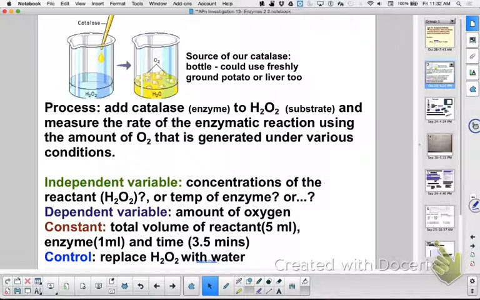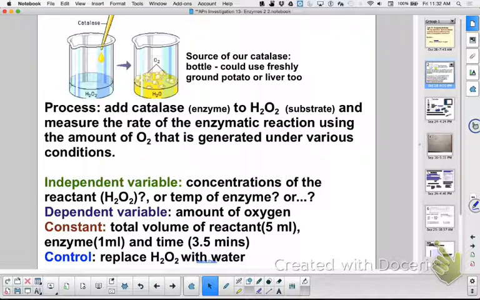Ask your bio buddy, do you understand that so far? Did you read your background? Do you get that? I totally understand. Okay, so I'm going to show you how to set up the collection of that data with the probeware in just a minute. I'm going to kind of keep going through this first.